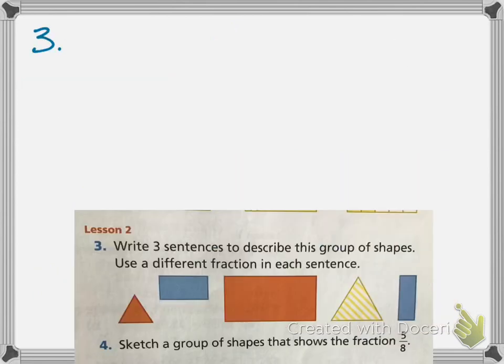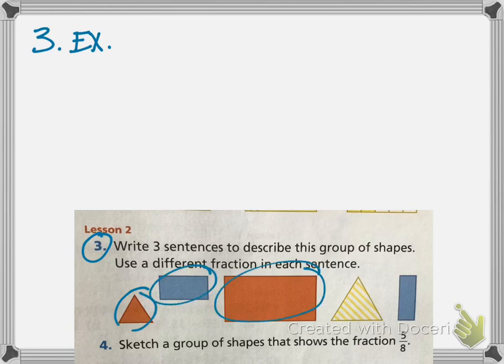Okay, number 3. Number 3 says, write 3 sentences to describe this group of shapes. Use a different fraction in each sentence. Okay, I'm going to give you an example of this one, just so you know what to do. And then you're going to write 3 other sentences after that. So here's the example. EX for example. So I'm going to look at this. I have 1, 2, 3, 4, 5 shapes all together. Remember, this is a group, so we count all the items in the group. So that I know that I have 5 on the bottom.